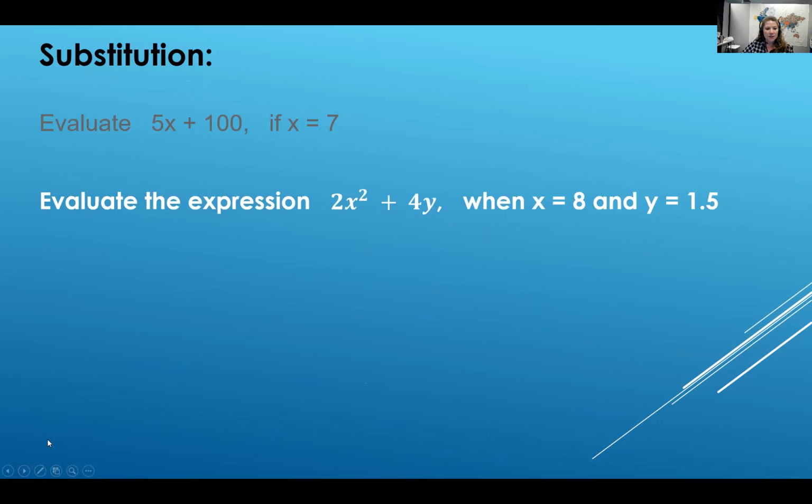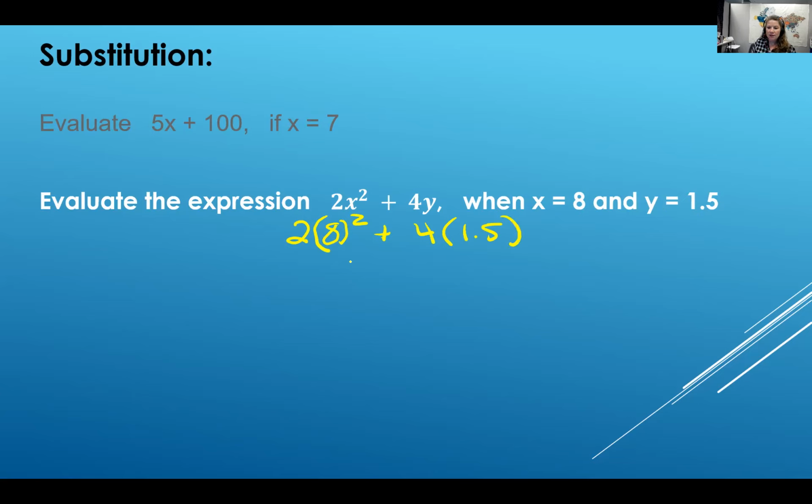All right, let's get the next one. Evaluate the expression 2x squared plus 4y when x equals 8 and y equals 1.5. So I'm going to multiply 2 times 8 squared. So only the 8 is squared. And then we're going to add 4 times 1.5.